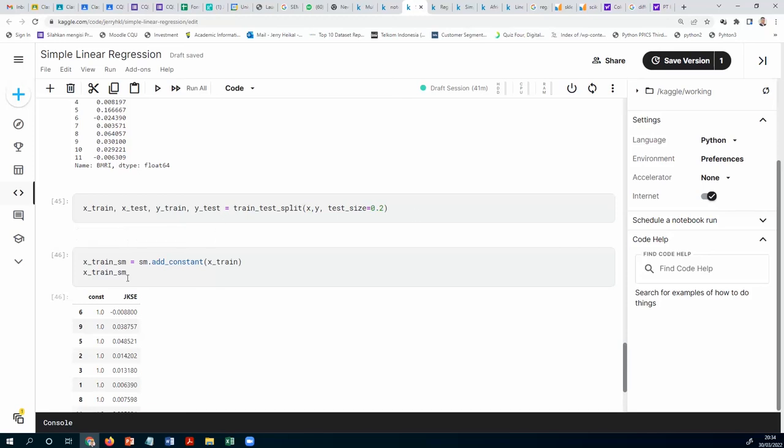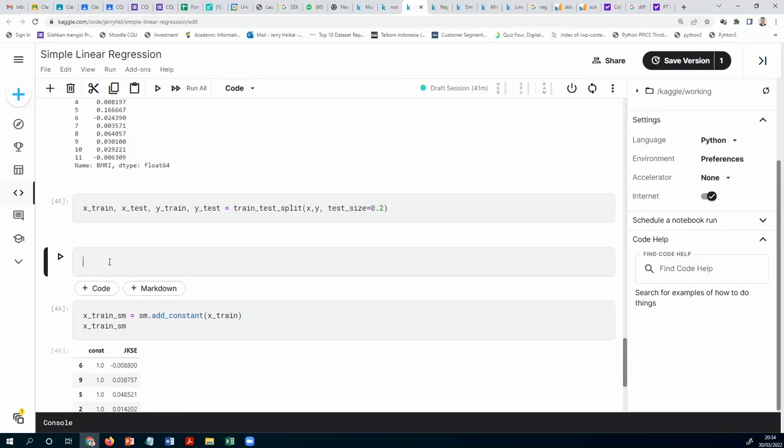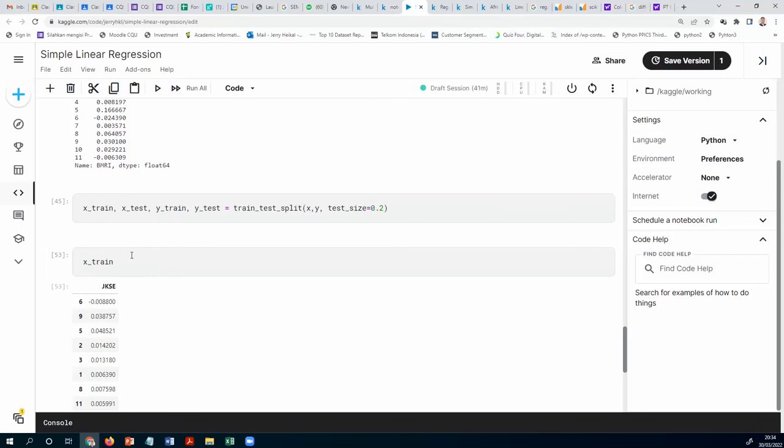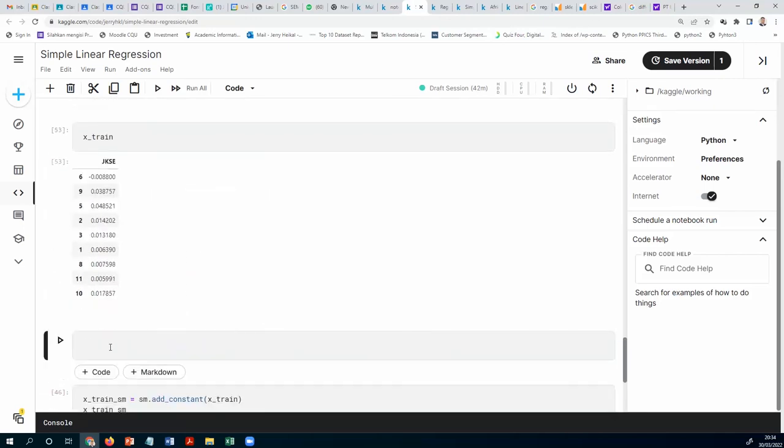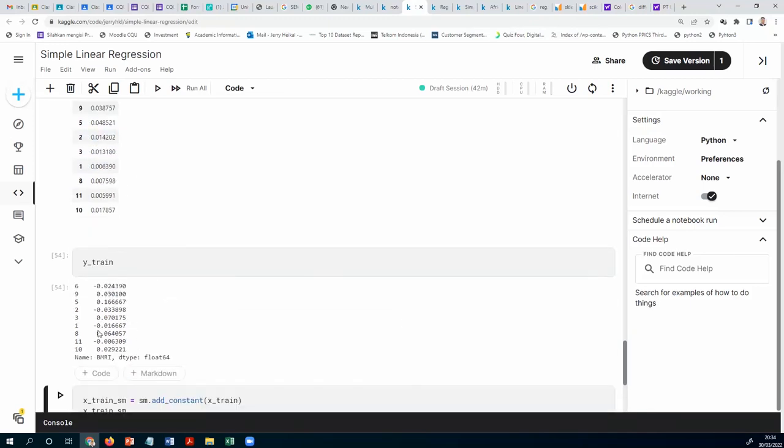So you can check here. What is the X_train data? This one is the X_train data. And what is the y_train data? This is the Jakarta Stock Exchange data, and this is the BMRI data. For the train, it means randomly selected by Python.